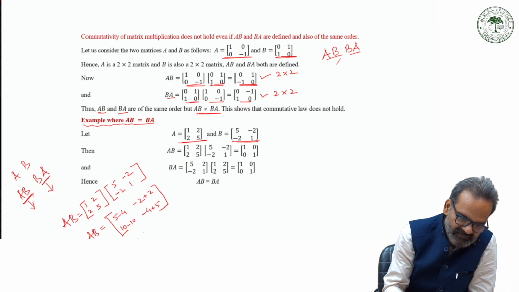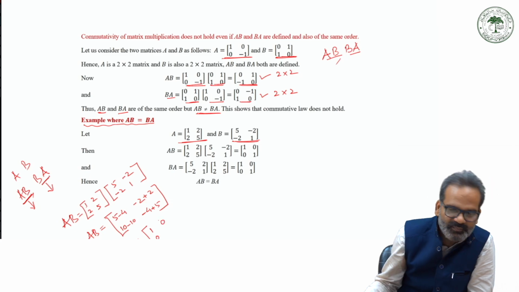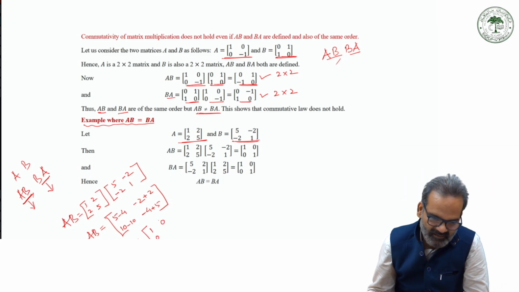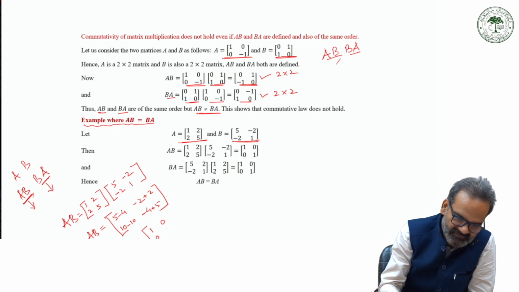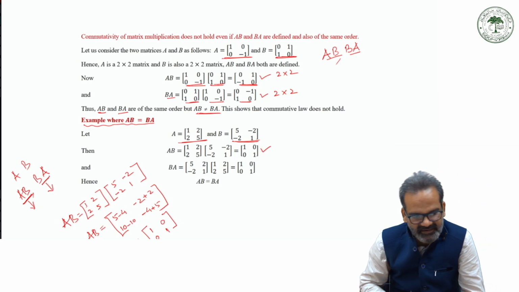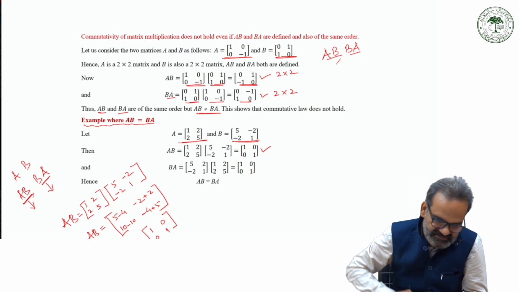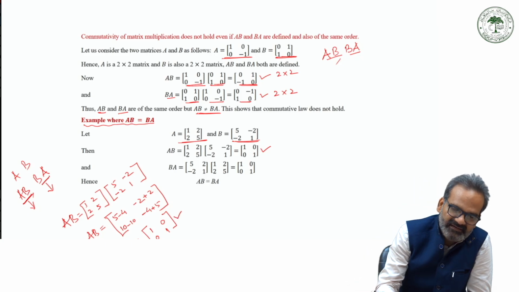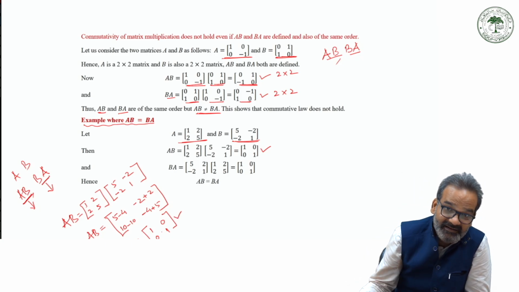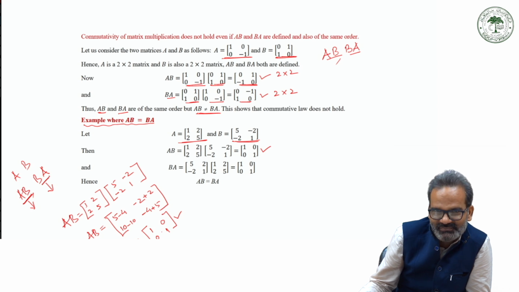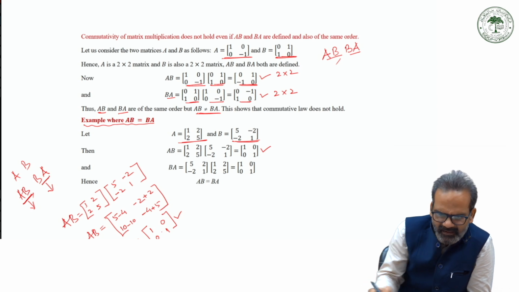So what you will get, the product AB is 5 minus 4 is 1, 10 minus 10 is 0, minus 2 plus 2 is also 0, and minus 4 plus 5 is 1. Oh, this is the same. So we are getting the product AB. What is this? Can you identify this? This is an identity matrix of order 2: 1, 0, 0, 1.